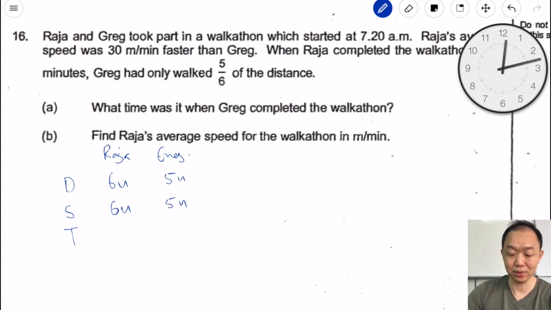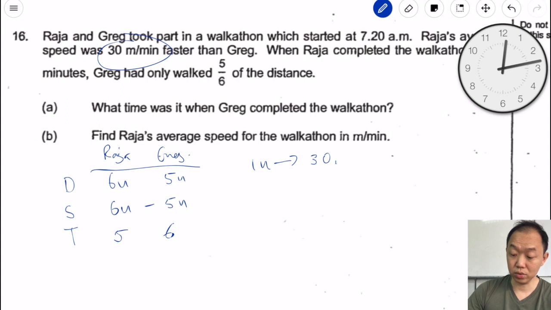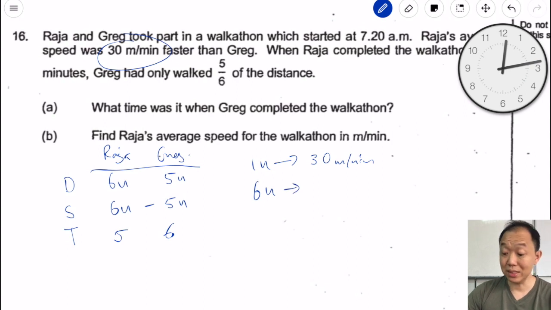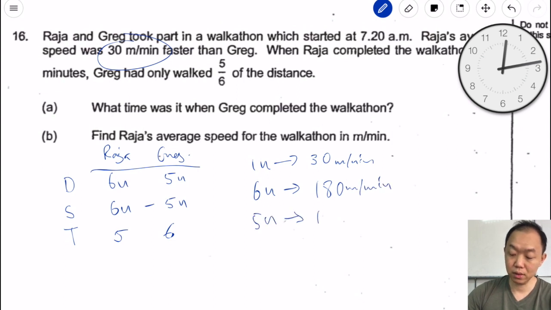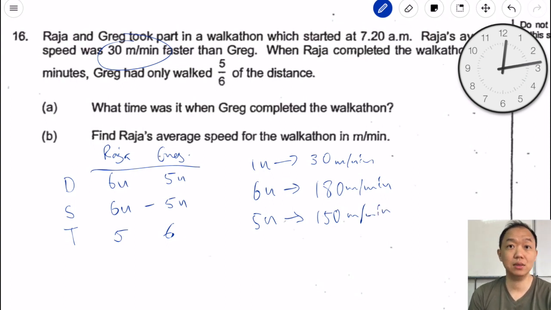Okay, DST ratio. The distance is related to the speed, which is also related to the time, but the time is inverse. So the time is 5 is to 6. Okay, so this is our DST ratio. What does it mean? If Raja is 30 meters per minute faster, and the difference here, 6 minus 5, is 1 unit, so 1 unit represents 30 meters per minute. So I can find Raja's and Greg's speed: 30 times 6 is 180 meters per minute, and 5 units is 150 meters per minute. This is the power of the DST ratio. You can deduce a lot just by having one set of information given to you.